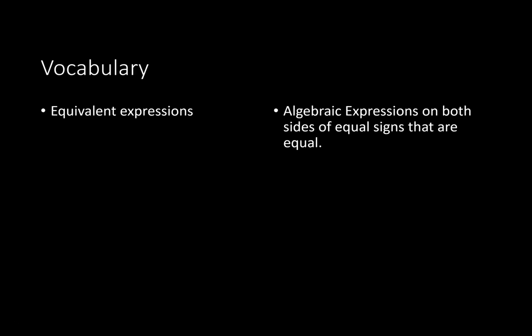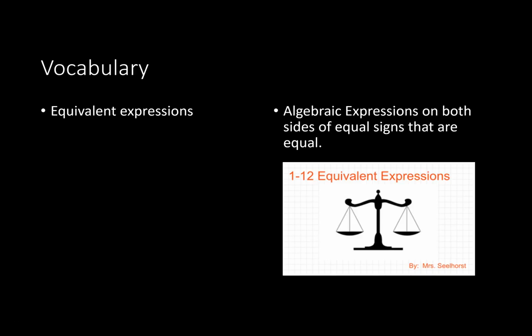This would be algebraic expressions on both sides of an equal sign that are equal. So that means everything's going to be balanced. Sometimes I've heard teachers say, do unto one side of the equal sign as you do to the other. That way they stay equal. You don't want to do just one side because then the thing would tilt sideways.